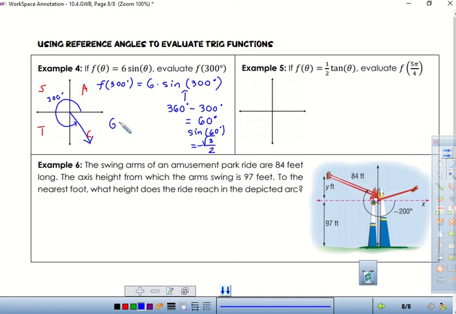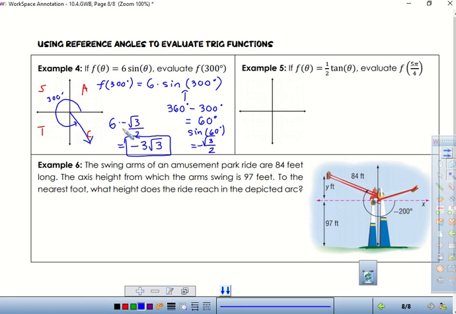So that's just 6 times negative radical 3 over 2, which ends up being... Why do you have A, S, T, and C? This is just stuff from older notes. This tells you what trig functions are positive or negative in the quadrants. So all of them are positive here. Only sine is positive in the 2nd. Only tangent is positive in the 3rd, and only cosine is positive in the 4th.